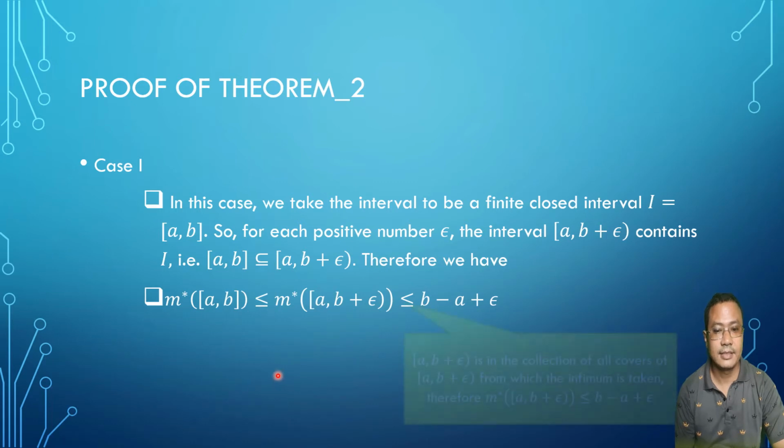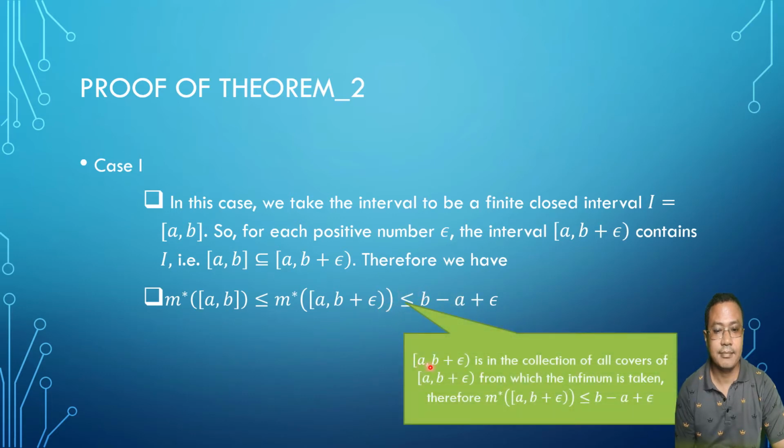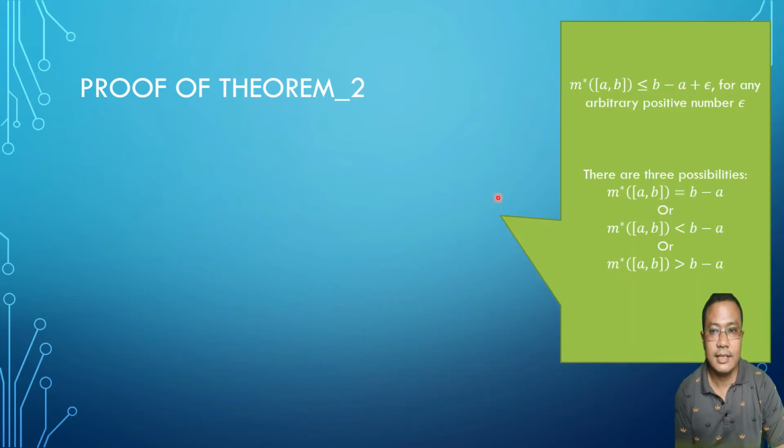Okay, so here let us see. This [a, b + epsilon) is in the collection of all covers of [a, b + epsilon). When you talk about the collection of covers of [a, b + epsilon), [a, b + epsilon) itself is a member of the cover. Then you are taking the infimum. Therefore the outer measure, that is the infimum, will be less than or equal to the length of the interval, b minus a plus epsilon.